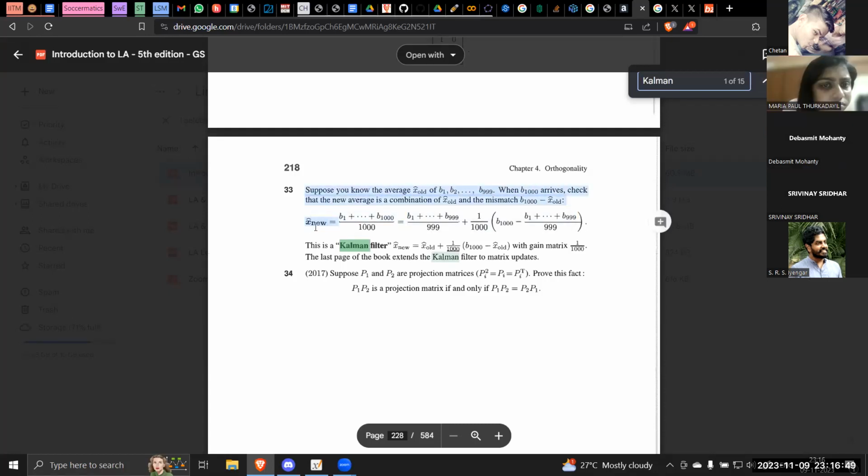Let's understand this question 33. So you know the old average of 999 numbers. When a new number arrives, check that the new average is a combination of x old plus the new number. So you have to get rid of the... yeah, I see. So basically how much it's changing the average by, right? Yeah, got it. Makes sense.